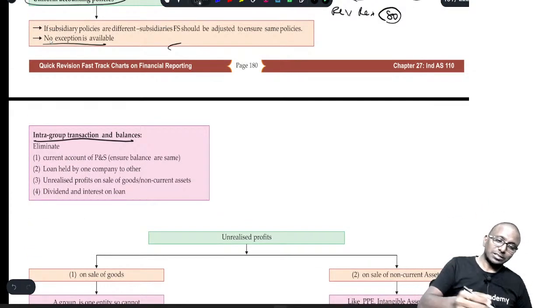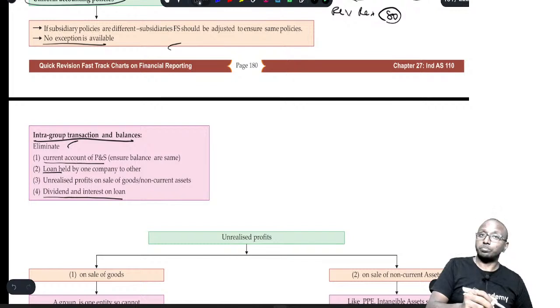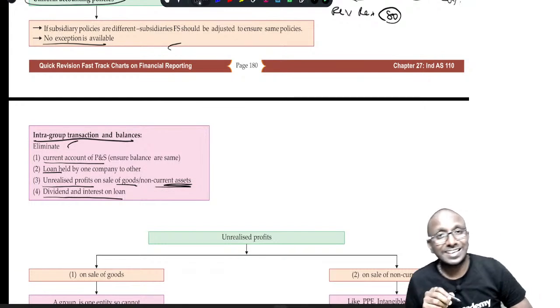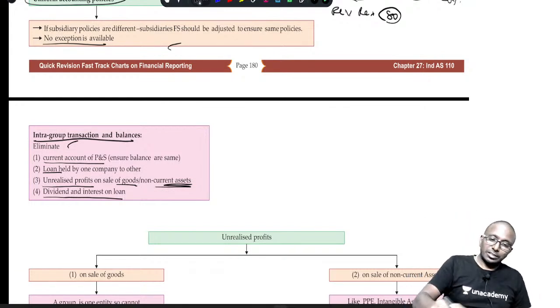Next, intra-group transactions and balances. Yes, intra-group transactions and balances are supposed to be eliminated. Which are the balances? It may be current account balances, it may be a loan taken. At the same time, dividends and interest on loans. Then unrealized profits on sale of goods and non-current assets. Suppose inventory is there, and there is profit in the inventory.